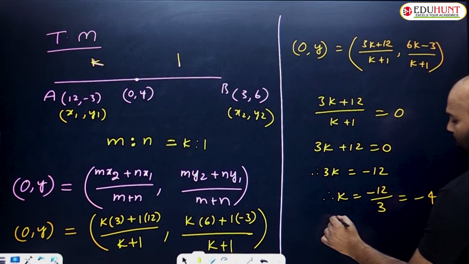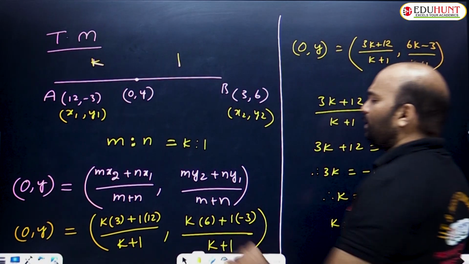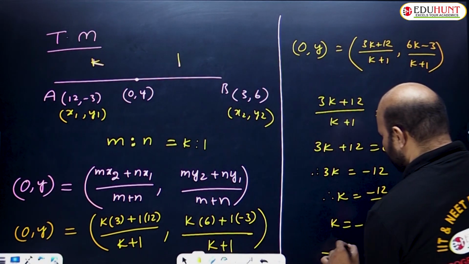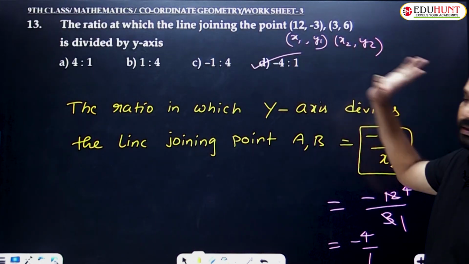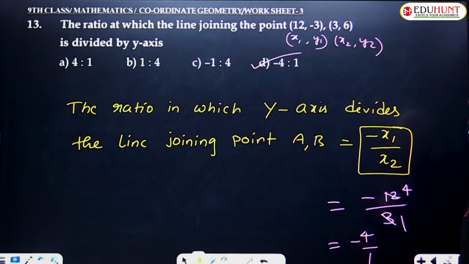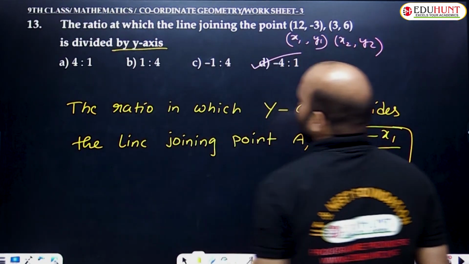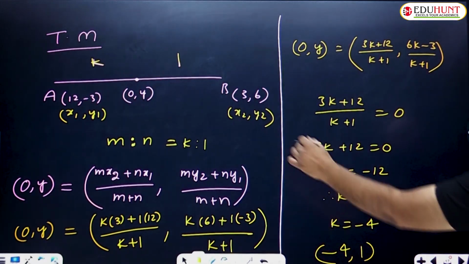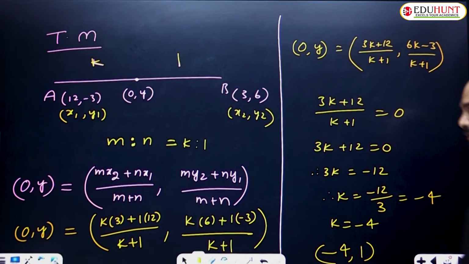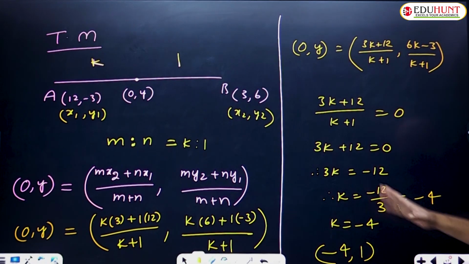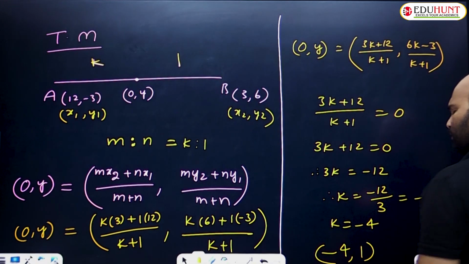What is the k value? The k value is minus 4. So the ratio m is to n, k is to 1, is nothing but minus 4 comma 1, which is the right answer. Which option is it? Option D is the right answer. That is the traditional method, and this is the formula method. Am I clear? The y-axis divides the line, and on the y-axis the x coordinate should be 0. So finally, k is to 1, nothing but m is to n, means minus 4 comma 1. Am I clear?